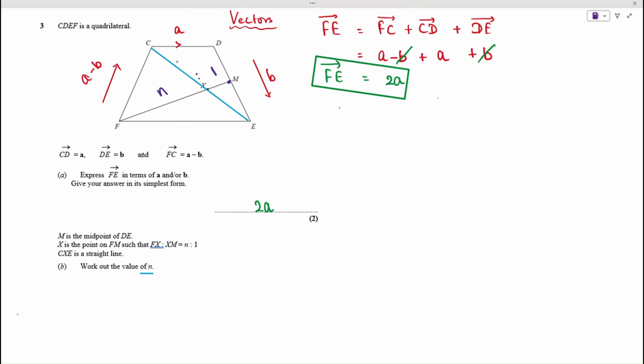What we're going to do here is find what n is by using F to M and then calculating routes to F to X. So we're going to find two routes to F to X and use a technique called comparing coefficients to identify what the value of n is. The first thing we're going to do is find F to M.